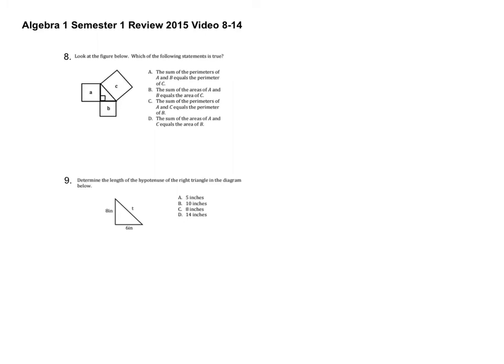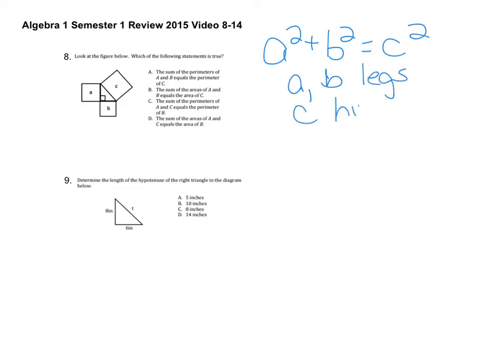This video is all about the Pythagorean Theorem. So if you'll recall, the Pythagorean Theorem says that a squared plus b squared equals c squared, where a and b are the legs of a right triangle and c is the hypotenuse.